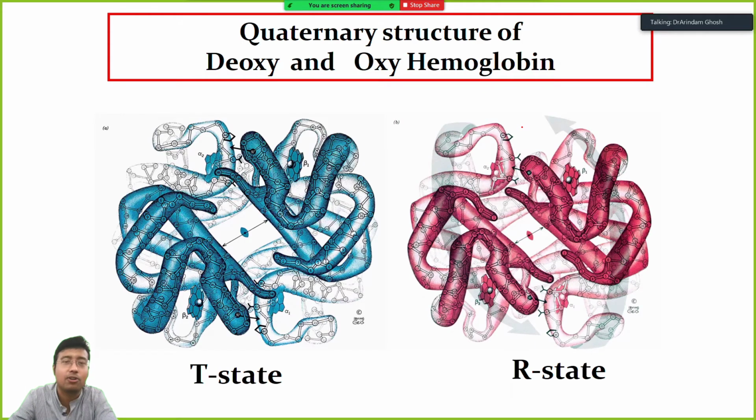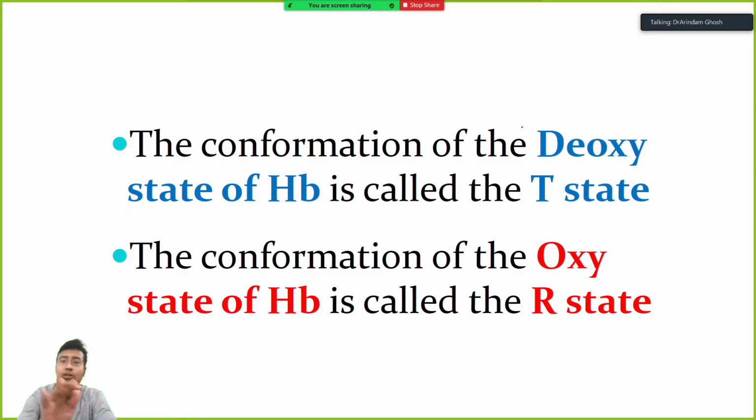Okay, this is just for your interest. What you mainly need to know is, at the end of the day, even if you fail to understand all these models, just know that everything is in equilibrium. Okay, and this is important. Deoxy state of hemoglobin is in T state and oxy state of hemoglobin is in R state.